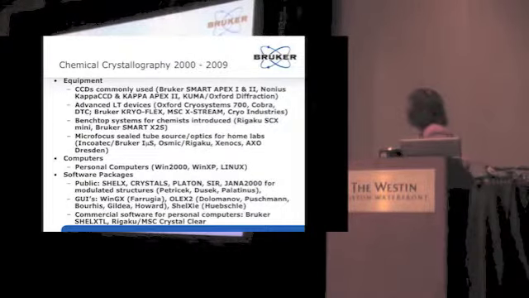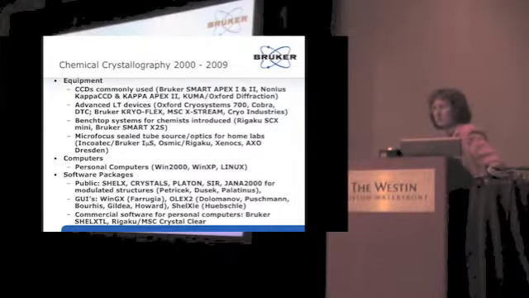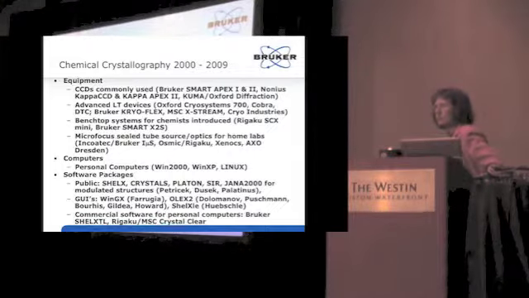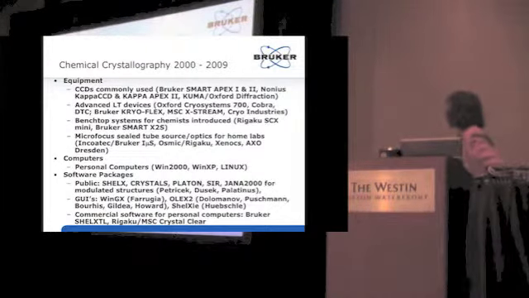Low temp devices, Oxford Cryosystems makes some wonderful machines which we all offer, and some independent machines from both Bruker and MSC and Cryo Industries. Benchtop systems, notably introduced for chemical crystallography in this decade. And microfocus, sealed tube source and optics become in routine use. And now, a number of choices there. PCs all over the place.